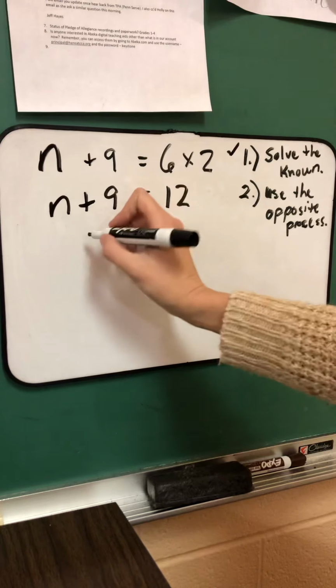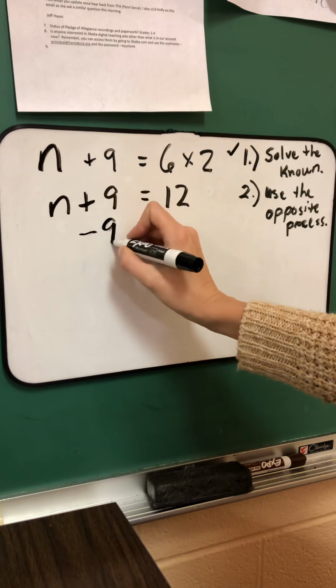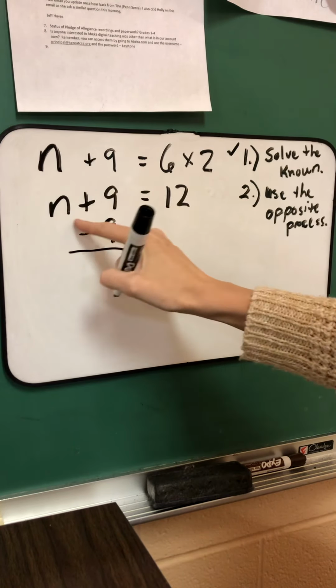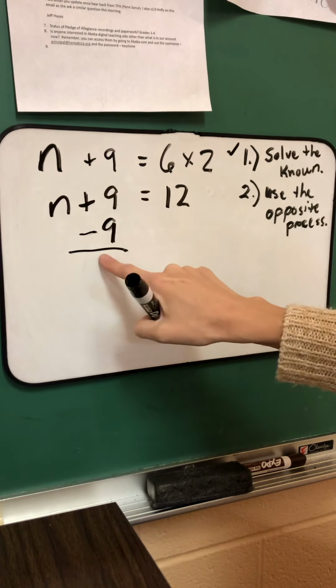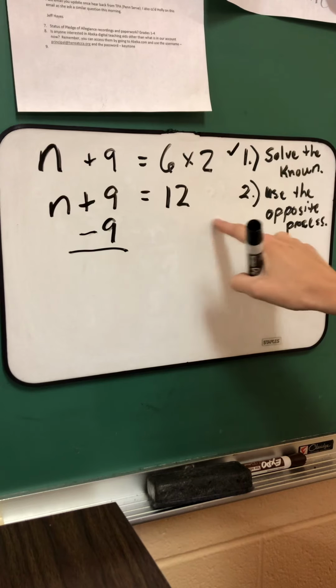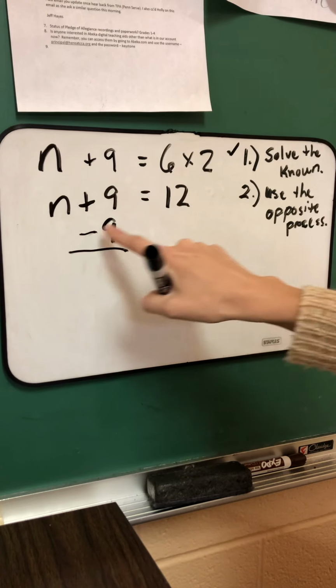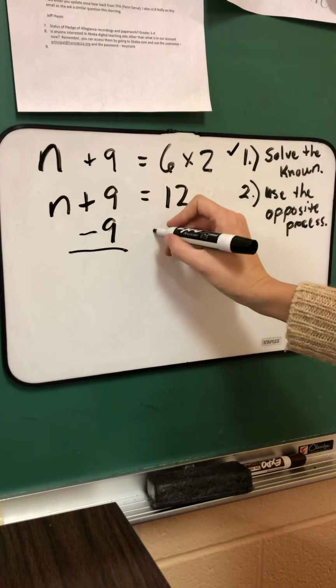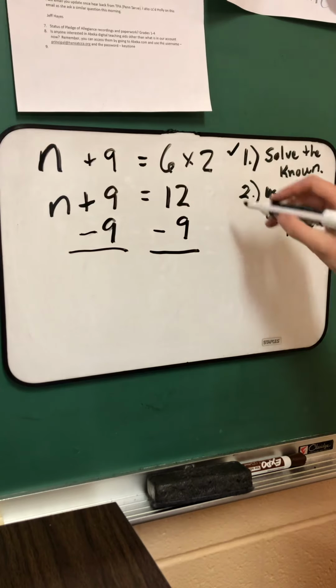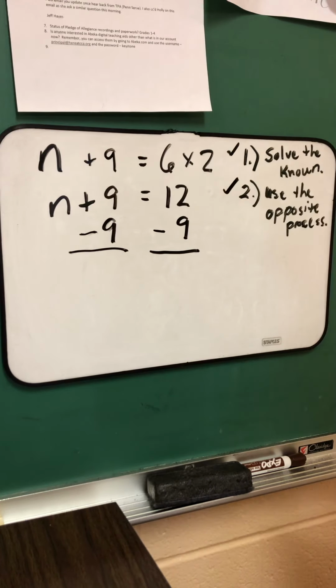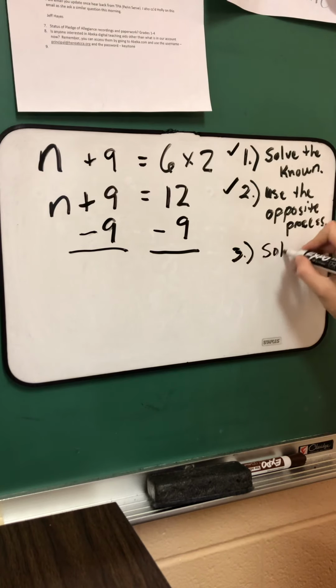You guessed it, subtraction. So I'm going to subtract 9 from this side of the equation, but remember, whatever I do to this side of the equation, I also have to do to this side of the equation. So if I'm subtracting 9 here, I also have to subtract 9 on this side. Okay, so we did that. Step 3 in our process is to solve the problem.